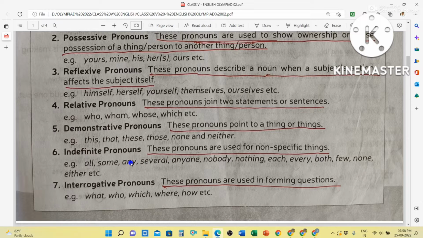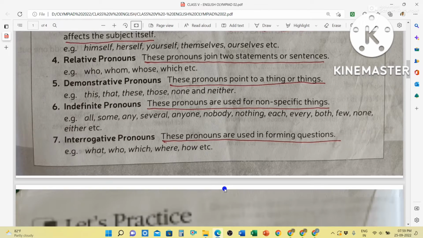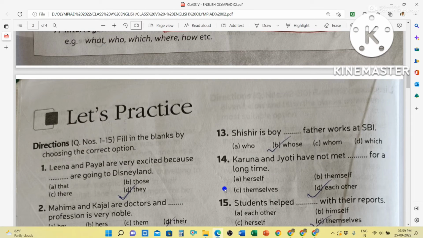Next is indefinite pronoun. These pronouns are used for non-specific things. For example, all, some, any, several, anyone, nobody, nothing, each, every, both, few, none, either. These are the indefinite pronouns. Then interrogative pronoun. These pronouns are used in forming questions: what, who, which, where, how. These are interrogative pronouns. Now we will have a practice set regarding pronouns.